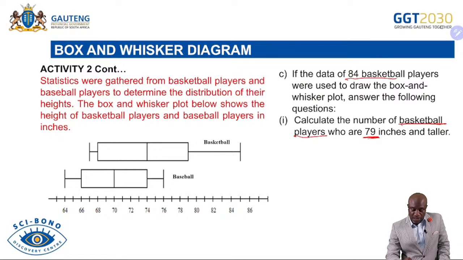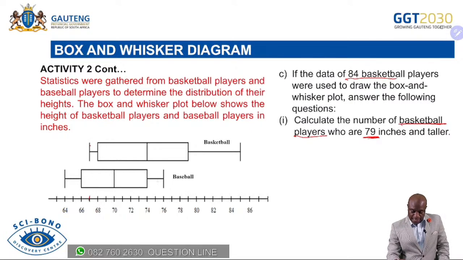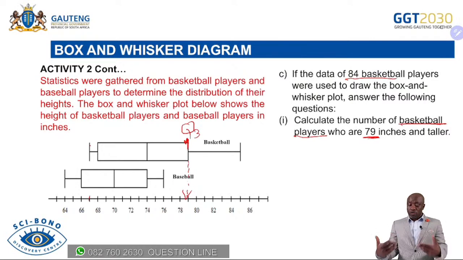If we look at the basketball players, the minimum was 67. The Q1 was 68. Definitely there's nothing to do with the 79. And the median was 74. And there we are. We're having our 79. If you check there, 79 is actually your upper quartile. That's your Q3. So this is a theoretical question because we need to understand what is Q3.